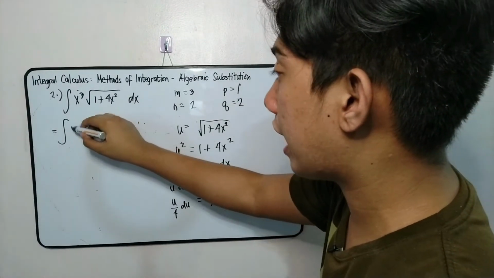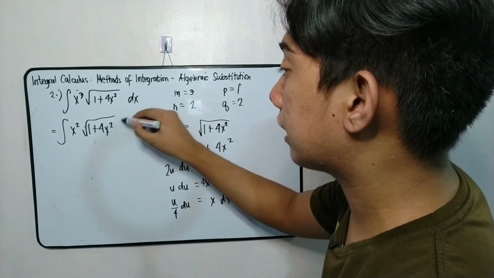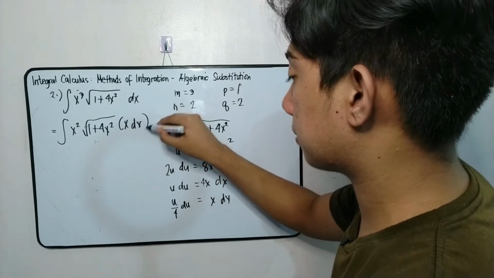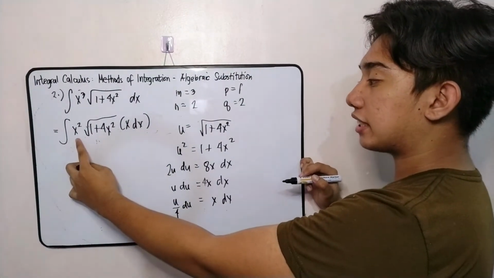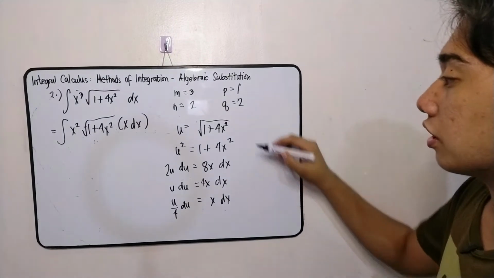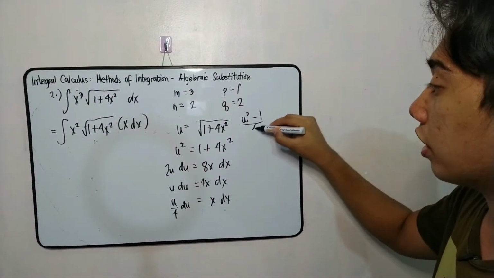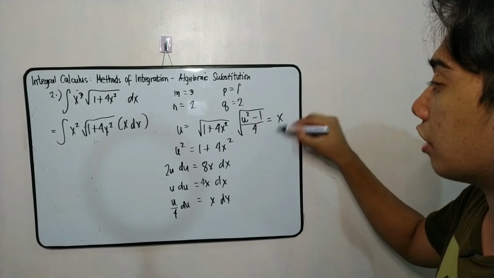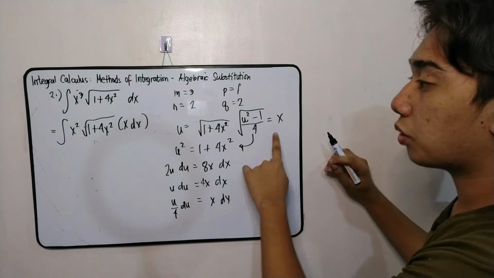So, natira po dito is x squared, the square root of 1 plus 4x squared times x dx. Para masubstitute natin itong u over 4 dito. Okay? So, our value of x here is we need to extract it first. So, our value of x becomes u squared minus 1 all over 4, then the square root. This is our value of x, based here. Okay? So, after this one, we substitute.